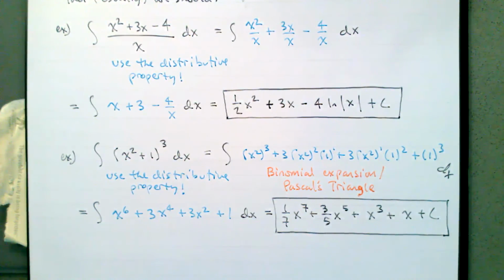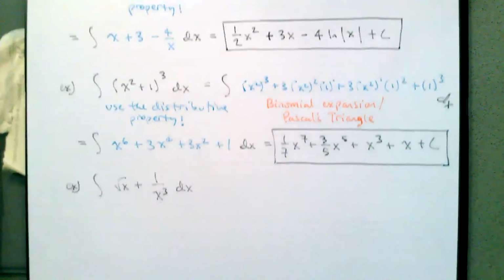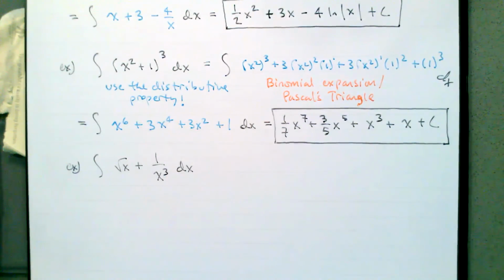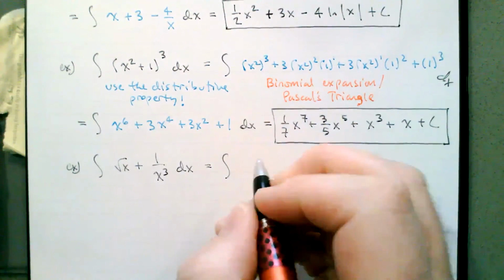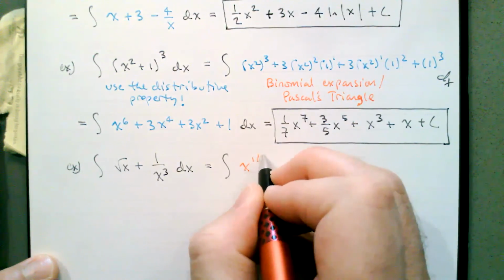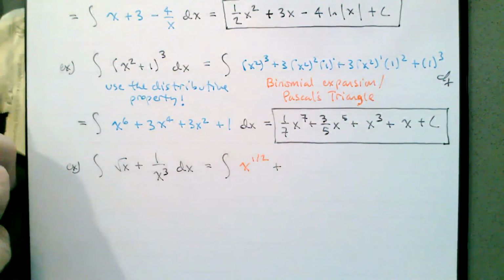The other, if we can write powers of x business, has to do with x's in the denominator and square roots or radicals. So for example, if we wanted to integrate the square root of x plus 1 over x to the third dx, here we're not using a distributive property. We're just rewriting these as powers of x. So I'm going to rewrite the square root of x as x to the 1/2 power, and I'll rewrite 1 over x to the third as x to the -3.